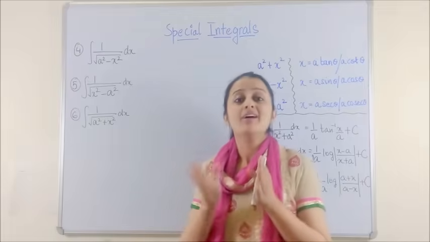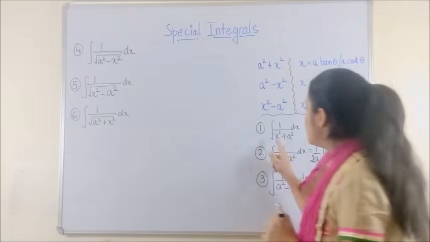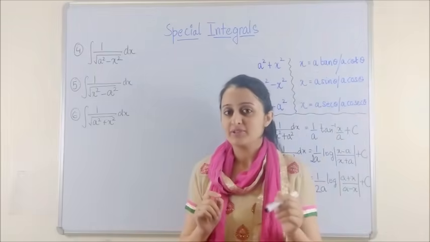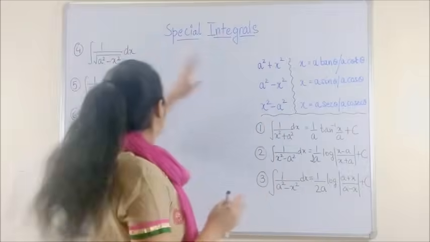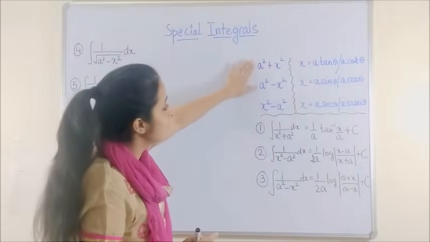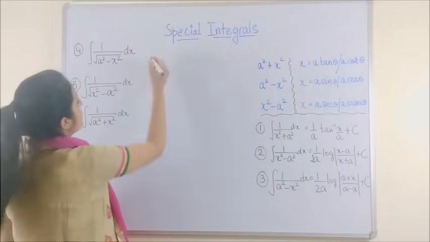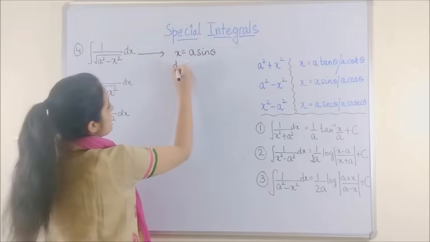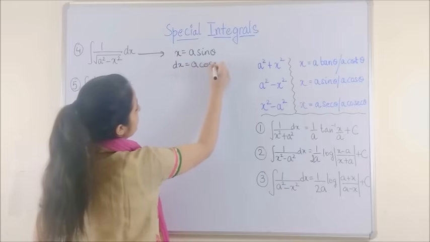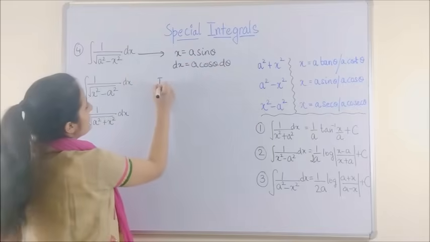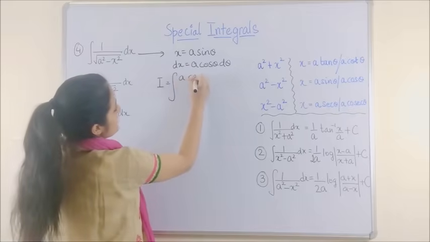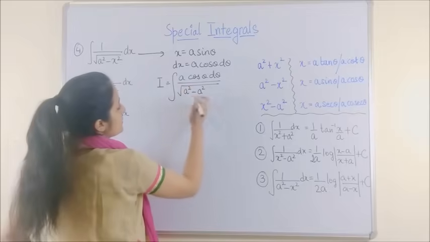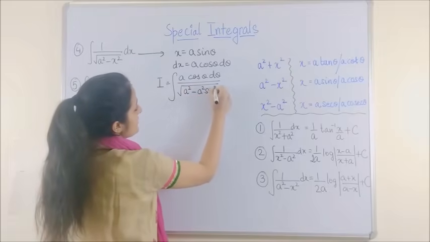Now look at the remaining three kinds. They are very similar, and at the same time, if you see, the only difference is of the square root. However, the formulas are going to be very different. So, for the first part, looking at the table, we can again substitute x as a sine theta. This leads us to dx as a cos theta d theta. So, your integral changes to a cos theta d theta whole upon square root of, this will be a square minus a square sine square theta.